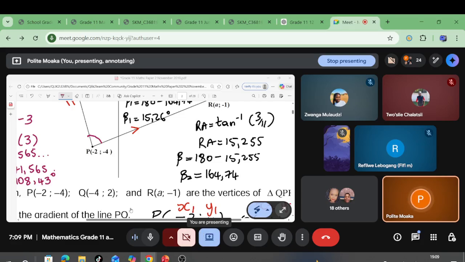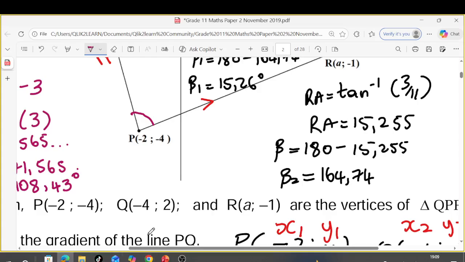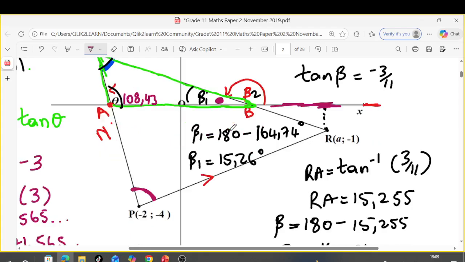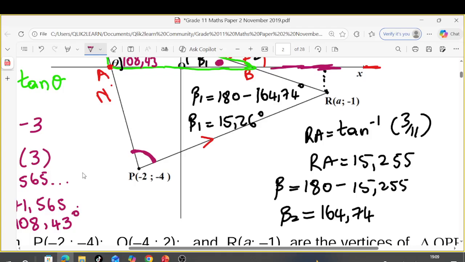Okay, let me explain now. Let's say in an exam they want you to find this angle here. You see this x-axis, this horizontal line? We can move it and put it anywhere we want. We can move that line to pass through that point P. Put your x-axis there. Then if this is the x-axis, we can find the angle of inclination.